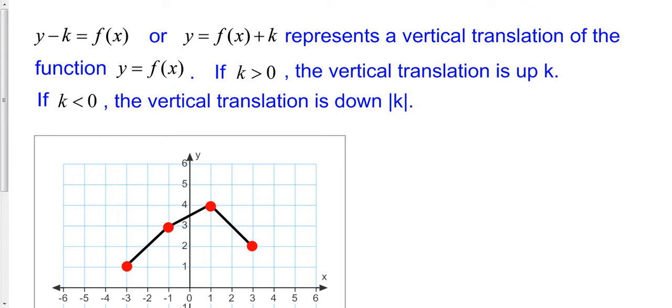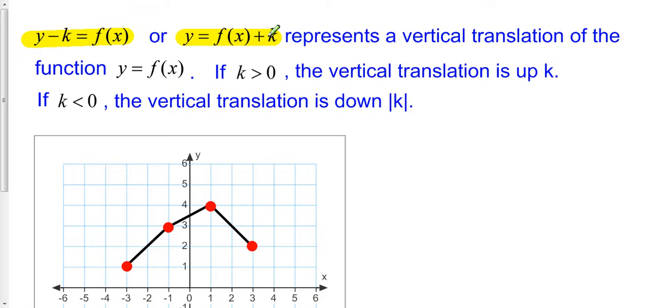In this video, we're going to talk about how to sketch graphs of vertical translations when they are given using function notation. So when you're given a function y equals f of x, if you're given a translation in function notation, it's going to look something like this. We have y minus k equals f of x, or y equals f of x plus k, and those represent vertical translations of the function y equals f of x.